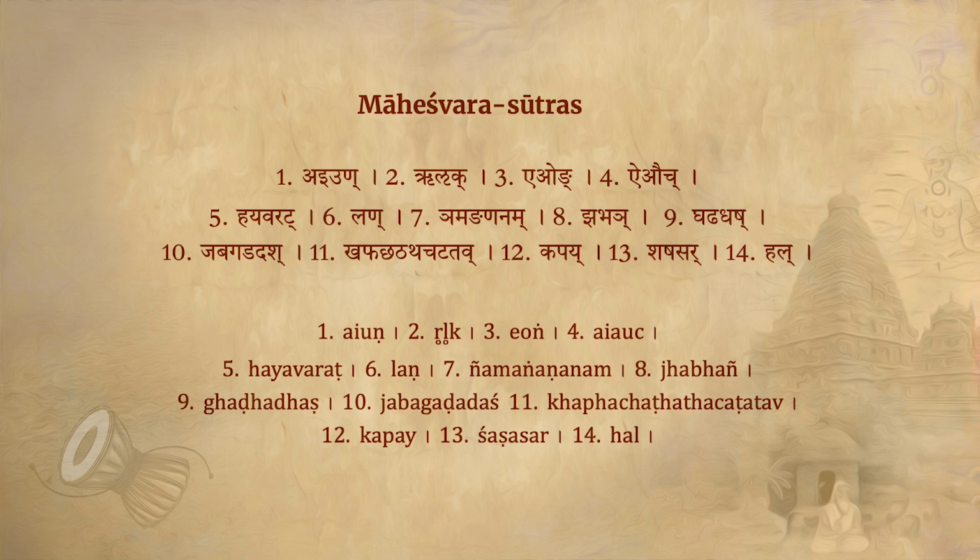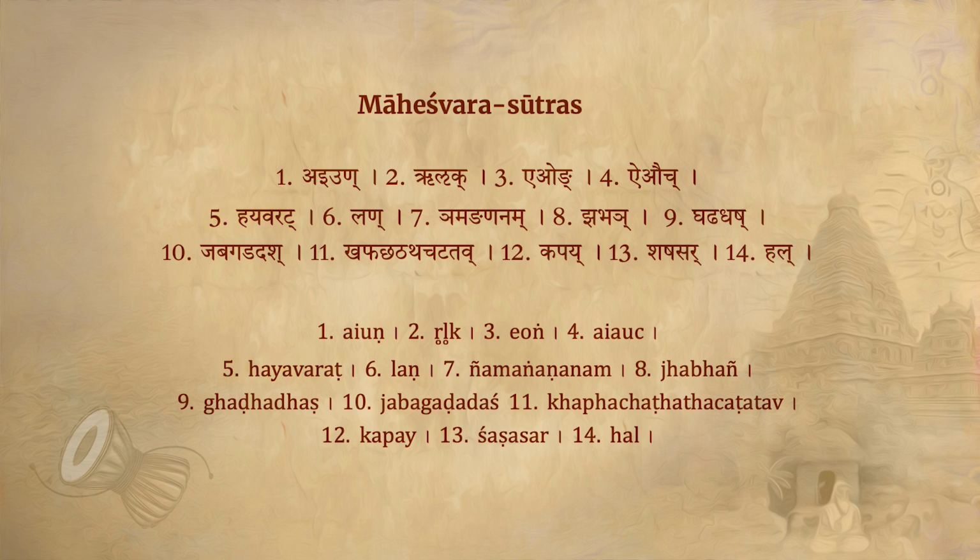So there are some interesting things that we see here. Each of the sutras listed above is actually an ordered set of letters. For example, look at here. When you say Hayavarat, what does it have? It has Ha, Ya, Va, Ra, Ta. So it's a set of ordered letters.